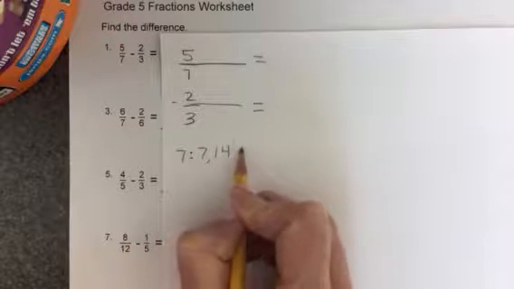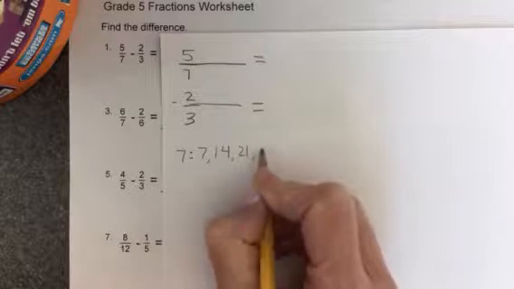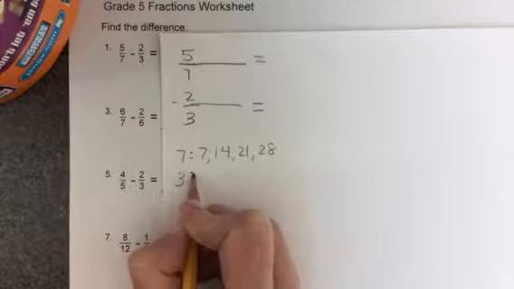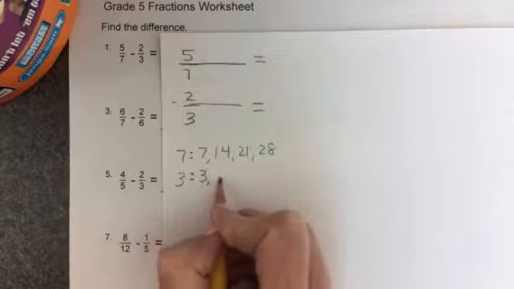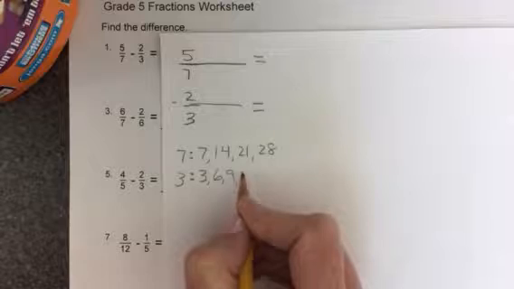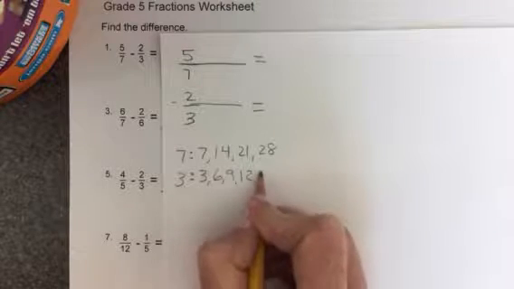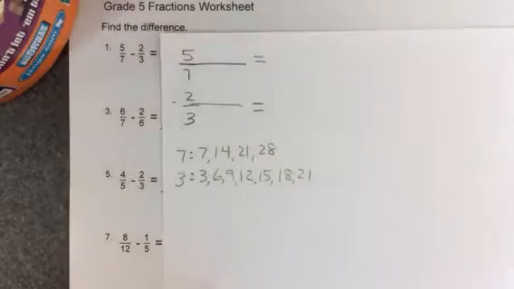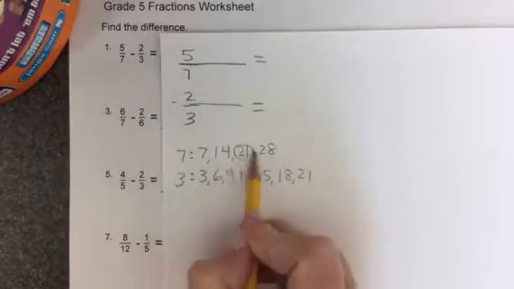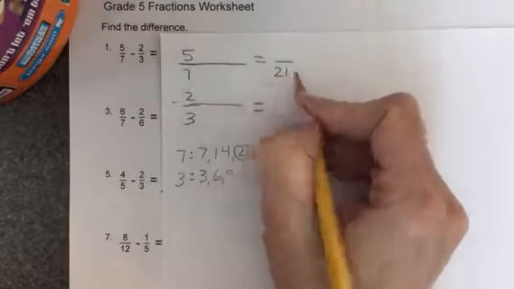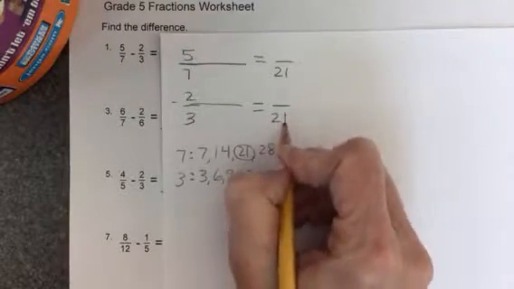7, 14, 21, 28, and I'm also going to do multiples of 3. 3, 6, 9, 12. I can keep going. 15, 18, 21. Oh, there it is. 21 is the least common multiple, so that will be the least common denominator.